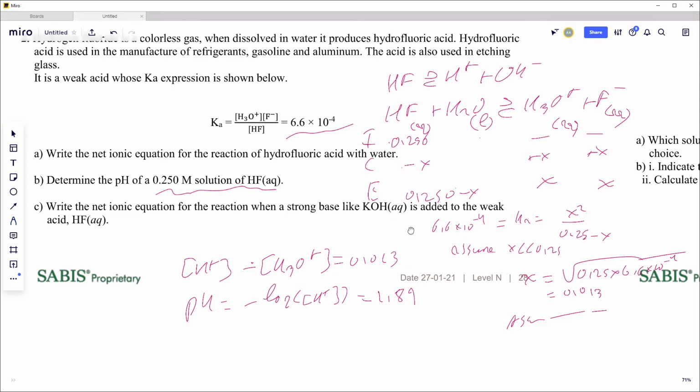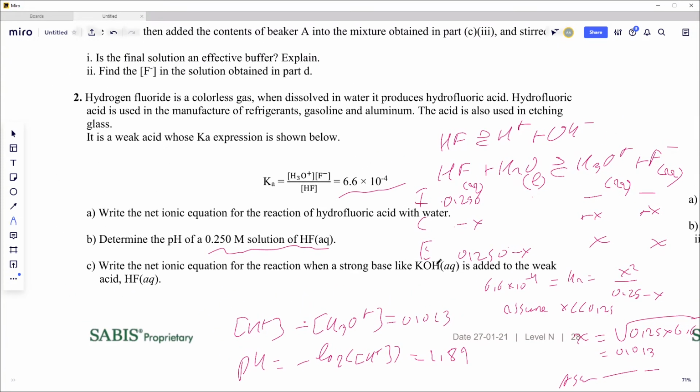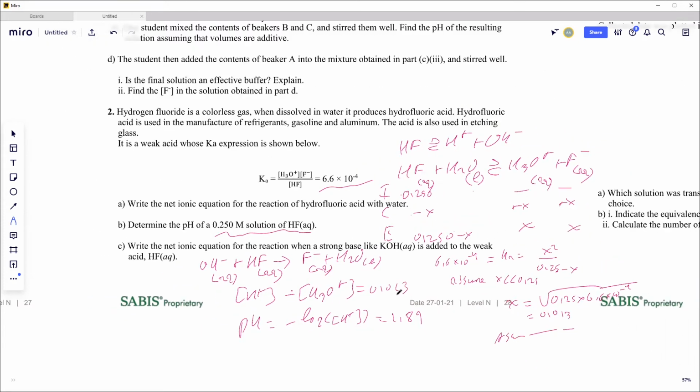Okay, so which one's important? It's going to be the OH minus. How is it going to react? We have an acid, we have a base, so it's going to be OH minus plus, what's the acid? HF, to give F minus and H2O. If you want to be fancy and add the states, and we're done. That's the net ionic equation.